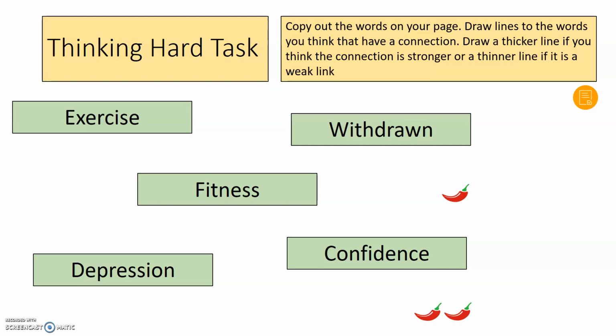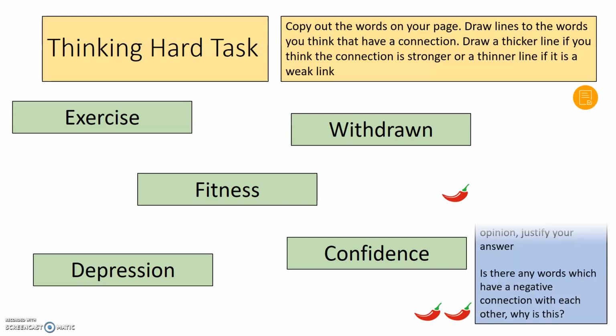You may have linked depression and being withdrawn together, because obviously a key symptom of being depressed is that we withdraw ourselves from a social situation perhaps. And you may have also attached things like exercise or fitness with confidence, because the more we exercise, the more confident we normally get. We get, remember, a release of serotonin, endorphins rushing around in our brain and in our body, and ultimately that makes us feel good about ourselves.